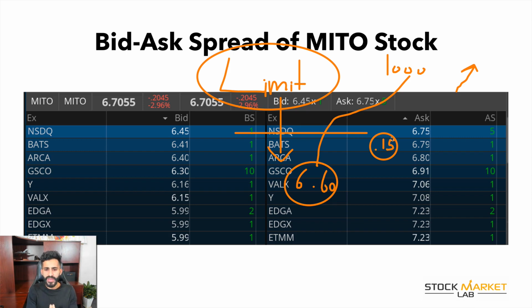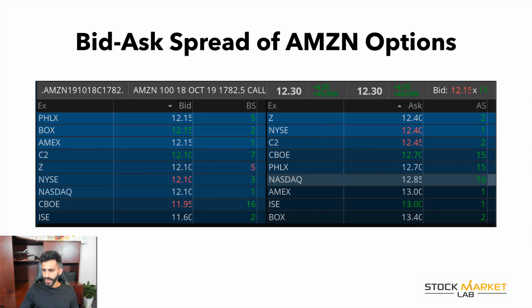Go back to the beginning where I talk about different order types, market orders, limit orders, just so you have a strong understanding and you can connect the dots. Now, moving forward, let's look at another trade.